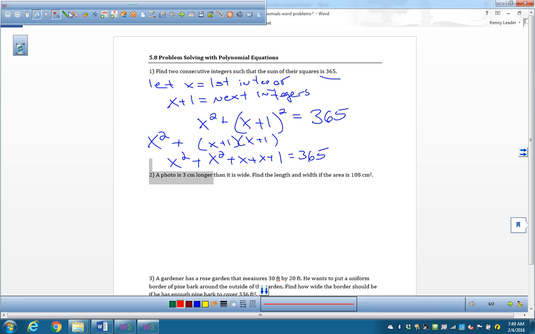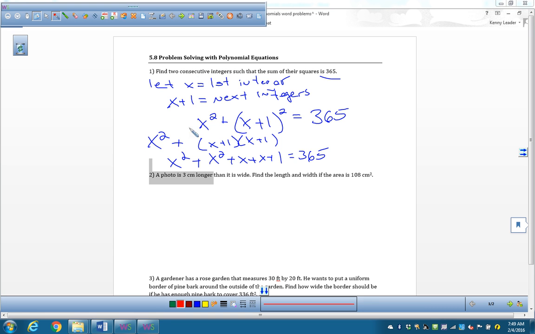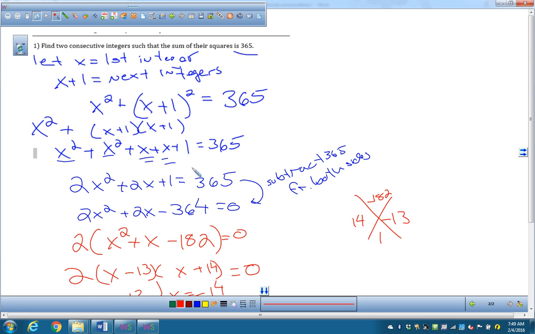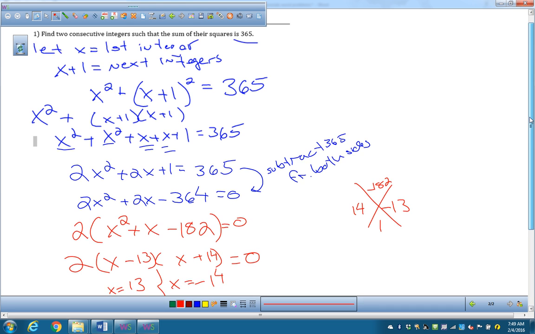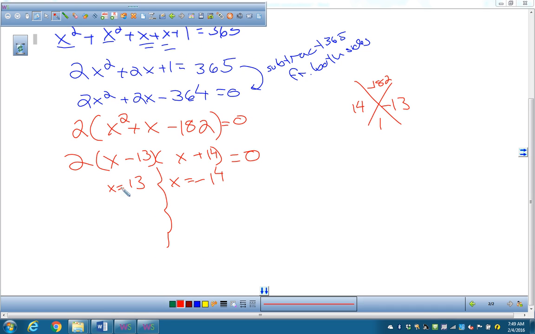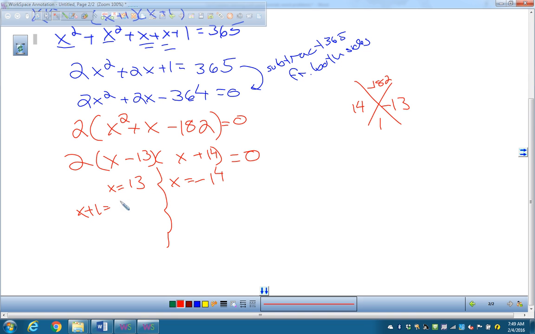So the numbers could either be, going back, I have 2 possible answers. One answer, if x is 13, what's x plus 1? 14. If x is negative 14, what's x plus 1? Negative 13. Very good. Who said that? Chase? Oh.